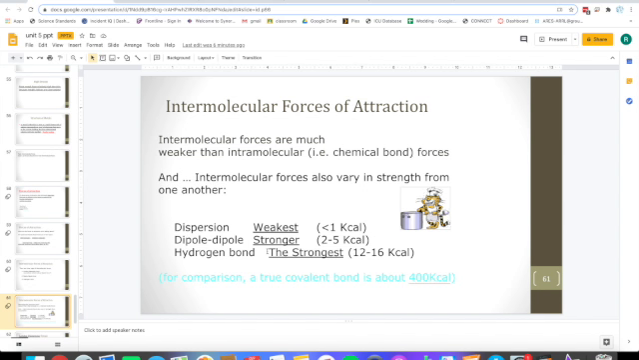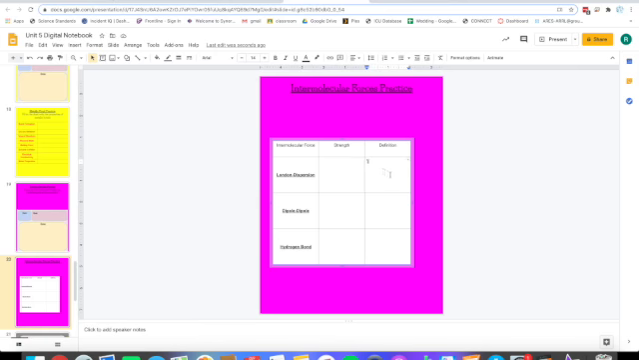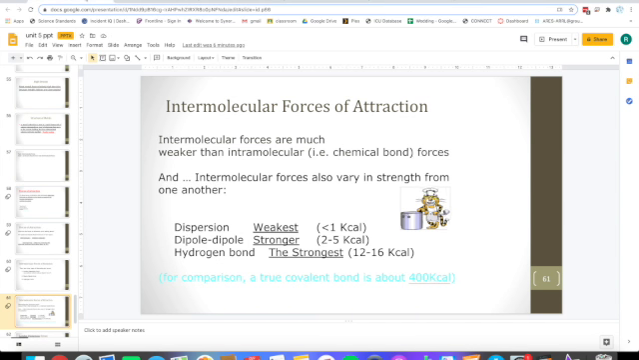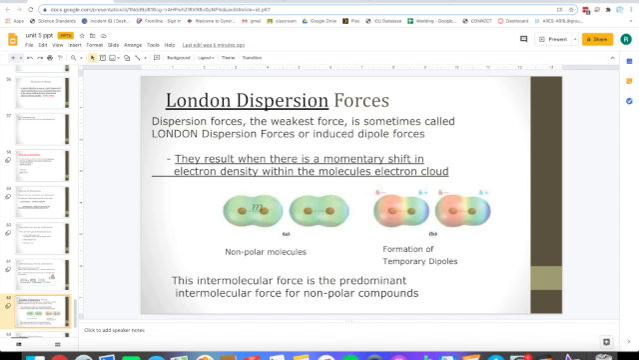And then from now on, I'm going to be giving you guys the definitions for each of these. You will write these in the definition column. So for example, in the London dispersion column, you need to put what's underlined right here. London dispersion forces results when there is a momentary shift in electron density within the molecule's electron cloud. So basically, it is just for a brief second becoming polar.